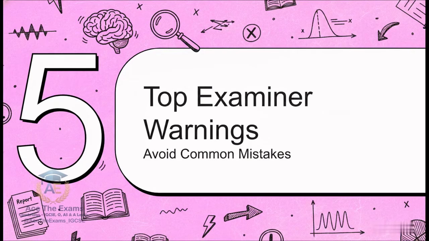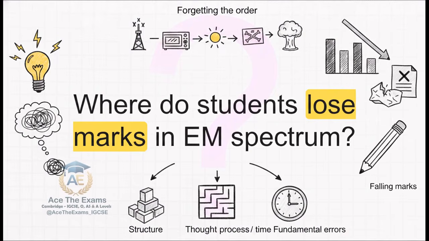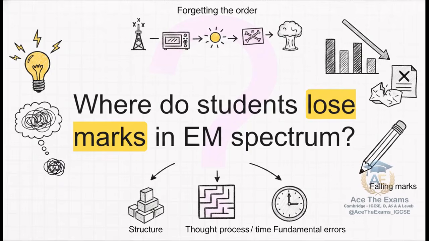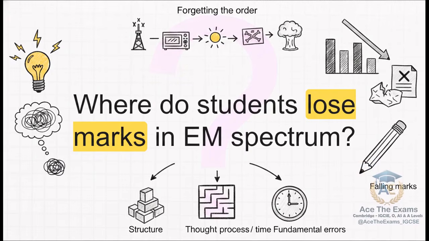Finally, we reach Section 5, Top Examiner Warnings. We've talked extensively about the theoretical architecture and the writing methodologies. Now, let's diagnose the most common symptoms of a failing answer straight from the chief examiner's desk. So I want to pose a direct, serious question to you right now. Think about everything we've unpacked in this clinic today. Where do you honestly think most students actually lose their marks when tested on the electromagnetic spectrum?